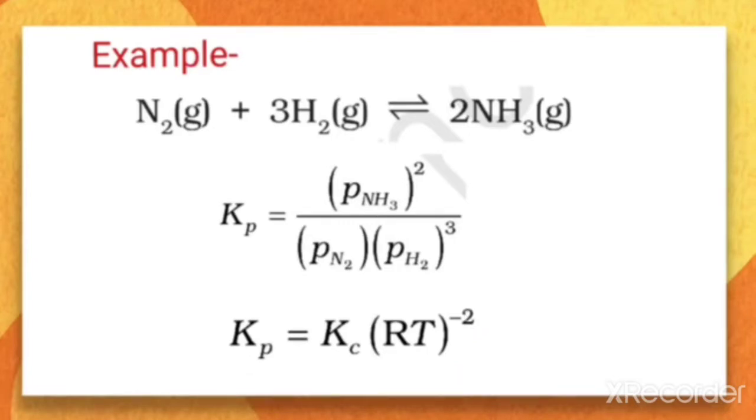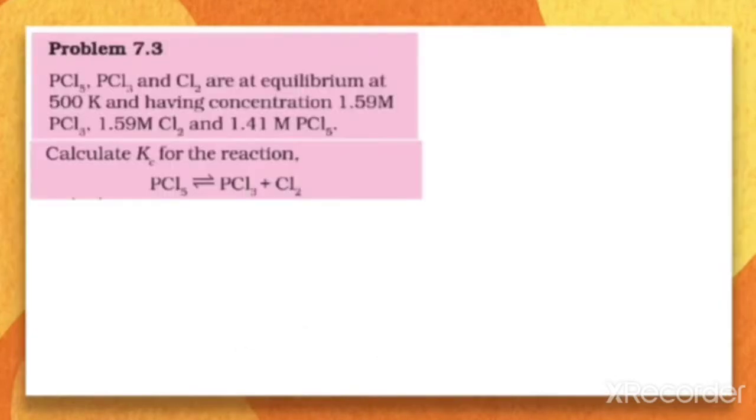Now let us do some problems. It is one of the textbook problems, solved problem 7.3. Here it is given that PCl5, PCl3 and Cl2 are in equilibrium at 500 Kelvin and have the concentrations of 1.59 M for PCl3, 1.5 M for chlorine and 1.41 M for PCl5. Calculate the Kc for this equation. So the equation is given to us, and here the concentrations are given for these gases.